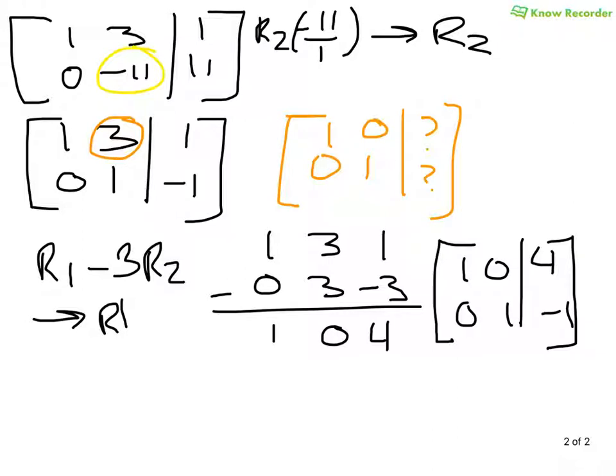And that's really our final answer. What this means is that our 4 equals x and our negative 1 is our y. So this 4 is our x and the negative 1 is our y. We'll just write that down here. So if it does ask for the solution, that is what it would be.